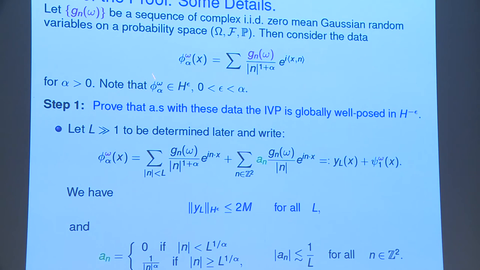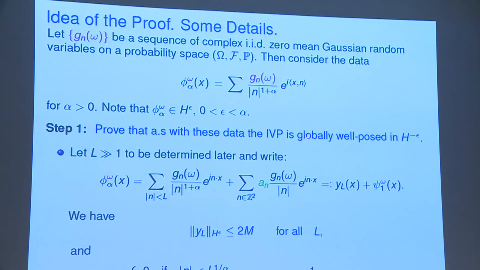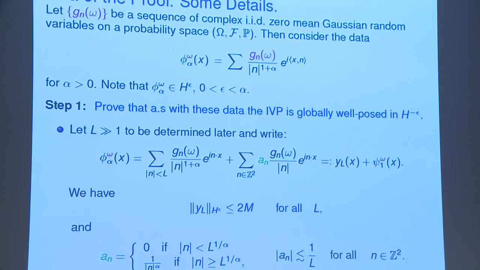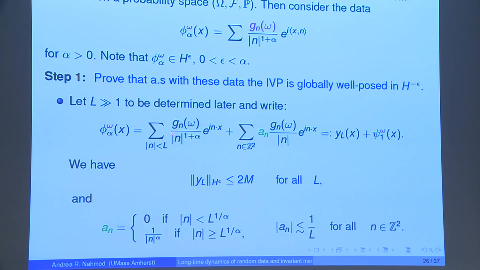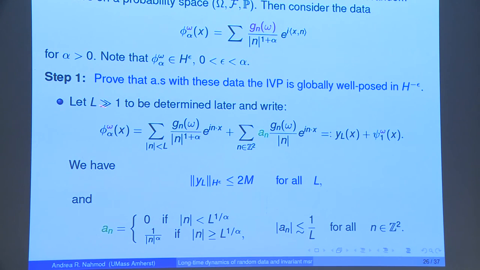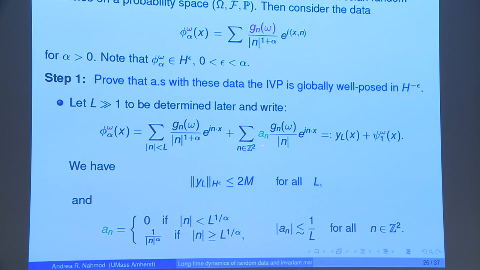And so how do we prove this? You take the data, and it's two steps. In the first step, all we want is to be able to show that this data gives rise to a global solution in some rougher topology. Okay, and then in step two, we will optimize the regularity. So the idea is that you take this data and decompose it: you take some L that is going to be determined later, and you break it into N less than L. And then you take a second part, which, if you wish, you can think of this A_N as a high pass filter. Okay, so you let just these high frequencies pass, and that's what I call A_N.